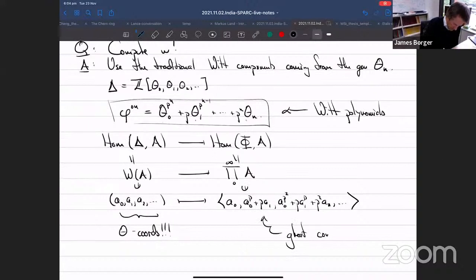The ghost components of the original Witt vector. If you know the ghost components, how do you recover the Witt components, or the theta coordinates? Well, A0 you can recover from the first one. To recover A1, you can do it from here. You can just solve for A1, but you have to divide by P.